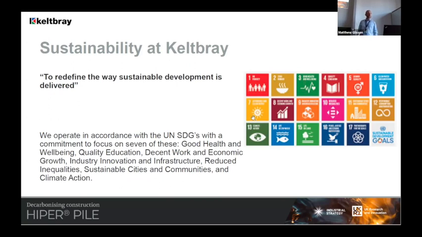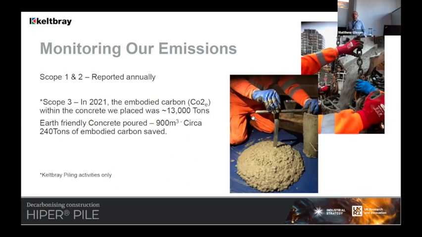That's kind of who we are, Keltbray, in terms of our mission statement to redefine the way sustainable development is delivered. And as per a lot of the presentations today, we work and operate in accordance with the UN Sustainable Development Goals. So I won't go through those with you again. What we started doing, again, quite a bit of a theme here today: yes, we report our Scope 1 and our Scope 2 emissions annually. We've now started to look at our Scope 3 emissions in terms of 2021. We looked at the embodied carbon in the foundation concrete that we used. It was around 13,000 tonnes, and more accurate calculations are being done on that to nail that down into different techniques.